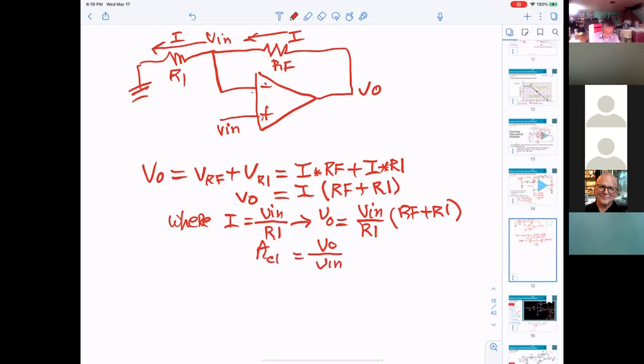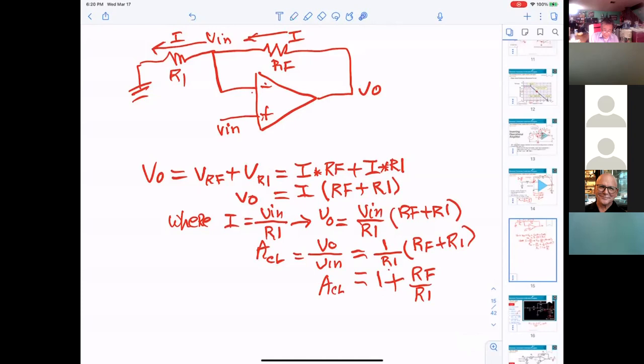ACL. Okay, so it will equal 1 over R1 times (RF plus R1). Okay, finally, R1 here, divide RF by R1, divide R1 by R1. You get 1 plus RF over R1. This is the final formula. Okay? This is the final formula to calculate the gain for a non-inverting amplifier.